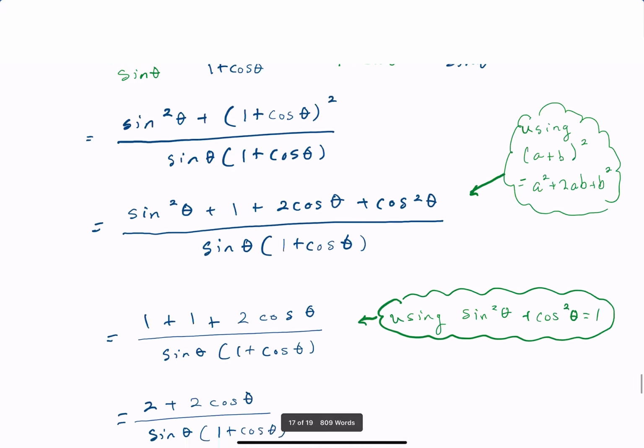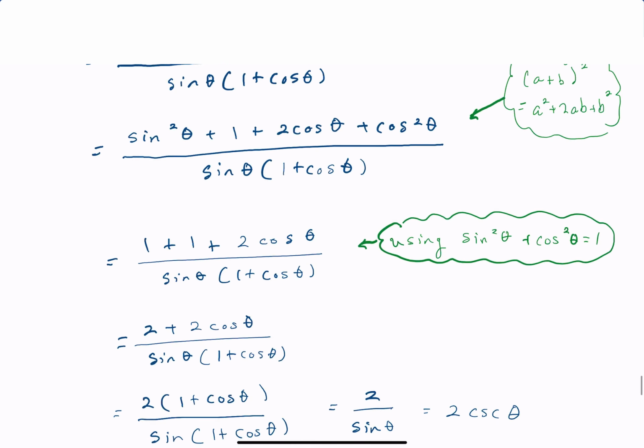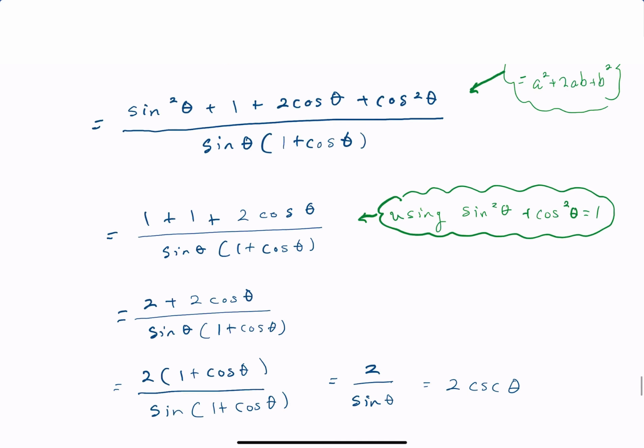Now I have, notice the cosine squared and the sine squared are gone because they add up to 1. So here's the 1 that used to be sine squared plus cosine squared. The other one is the one that was already in the numerator. So now I have 1 plus 2 cosine of theta over sine of theta times 1 plus cosine of theta. And of course 1 plus 1 is 2.